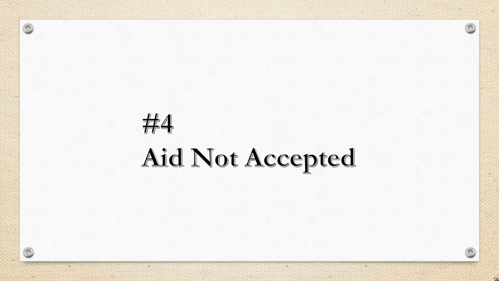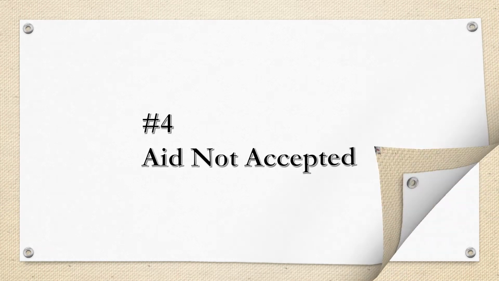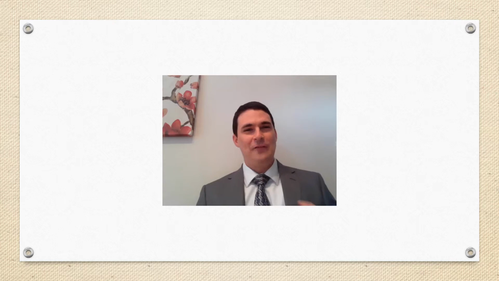Number 4, aid not accepted. This one is a big one. When you get that award notice, there's going to be a letter with a lot of fine print and information at the bottom that no one really wants to read. Everybody kind of wants to look at the numbers of how much aid you're going to be receiving, and they get excited about that. But please read all of that award notice, because there's a lot of useful information at the bottom.